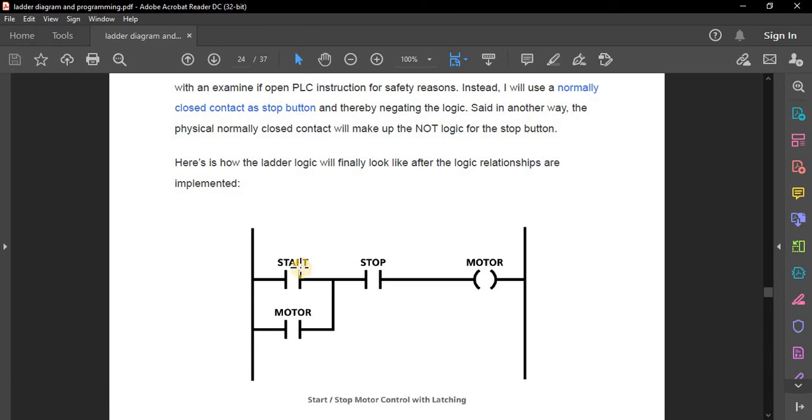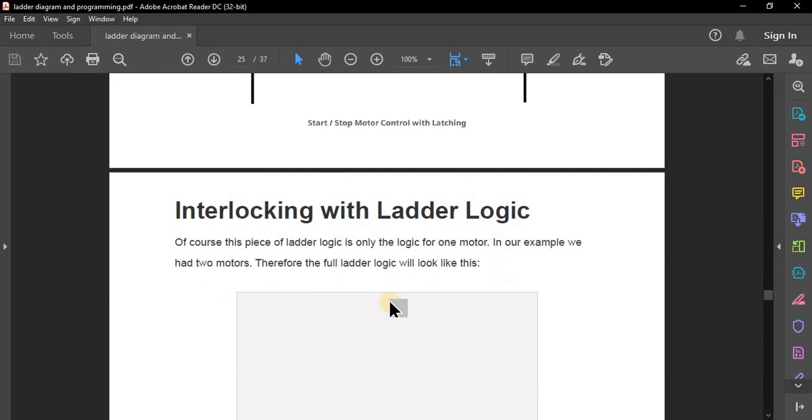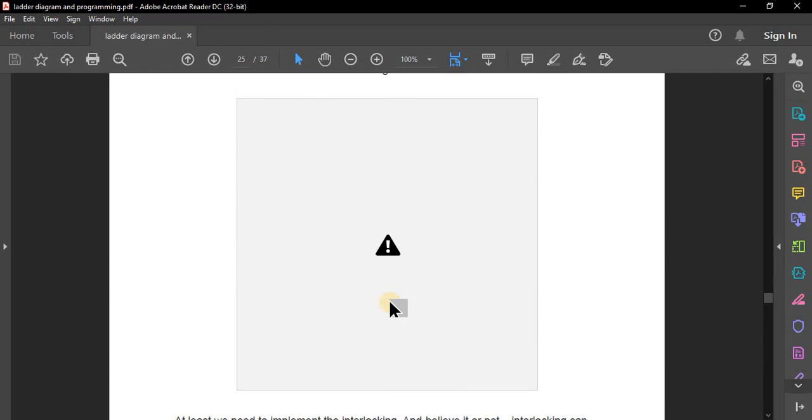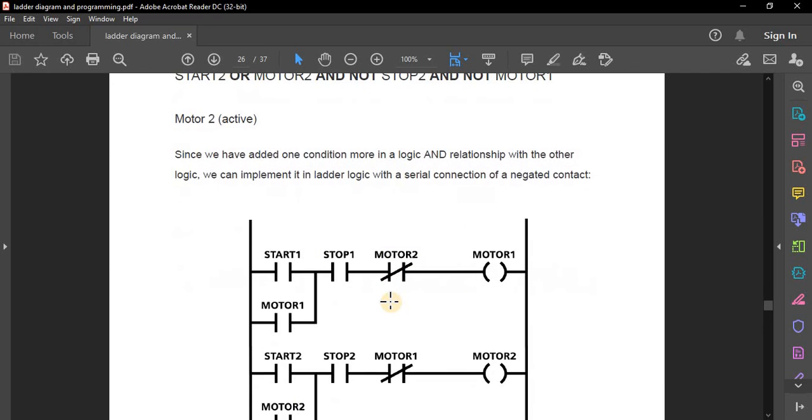Now this ladder logic will finally look like this after the logic relationships are implemented. Now we are going to see, I think the figure is not available here.